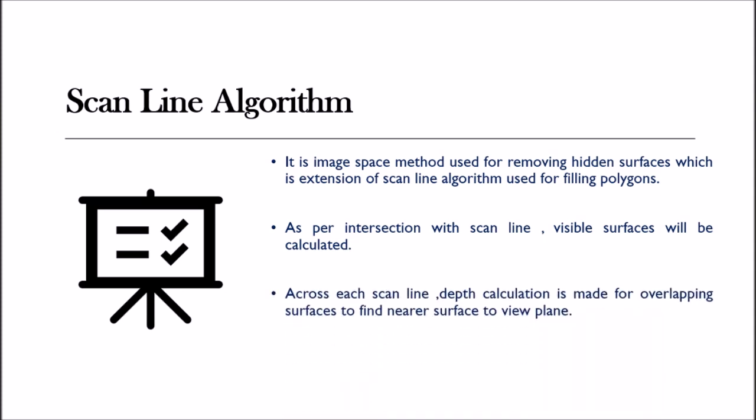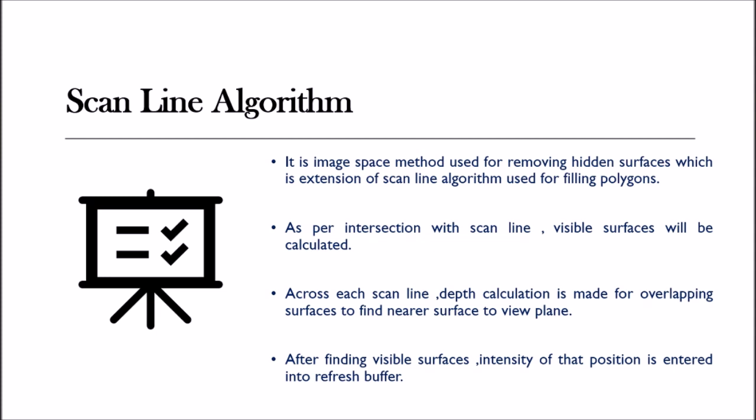Now how will that be calculated? Across each scan line, depth calculation is made for overlapping surfaces to find the surface nearer to the view plane. So across each scan line, you calculate depth wherever there is overlapping of surfaces. If there is no overlap, then depth calculation is not required because there is a single surface. If there are multiple surfaces, only in that case do you have to calculate which surface is nearer and which is the farther surface.